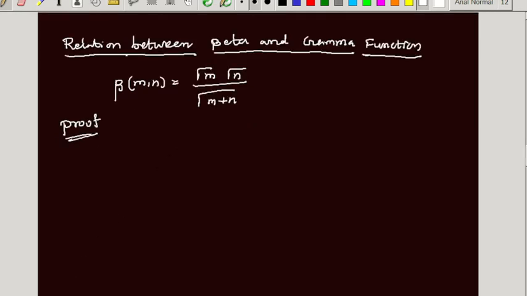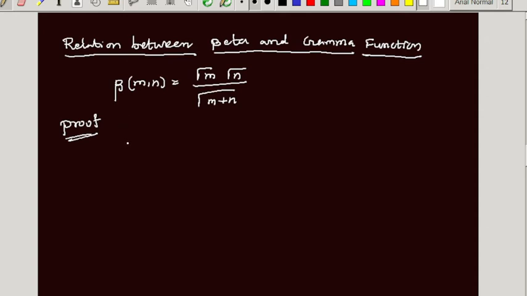Proof of relation between beta and gamma function. Here beta of m comma n equals gamma m into gamma n divided by gamma m plus n. So here we check whether we get the same proof. Here we write the definition of beta and gamma.